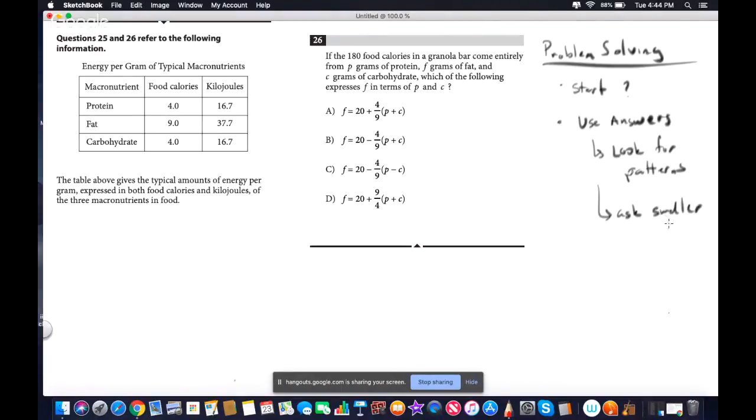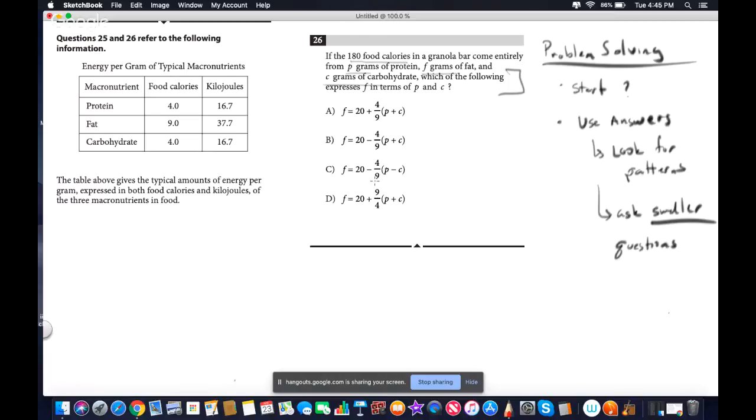Sorry for my terrible handwriting. That's the word smaller written in scribbles. Ask smaller questions. So let's see here. I guess to be clear, this question asks something more specific than just F in terms of P and C. It's F in terms of P and C when there are 180 food calories entirely made up of P grams of protein, F of fat, and C of carbohydrates. But I really think it's important to start with a simple, small question, like I did here, this last piece. And when word problems get a little bit more complicated, definitely do that.